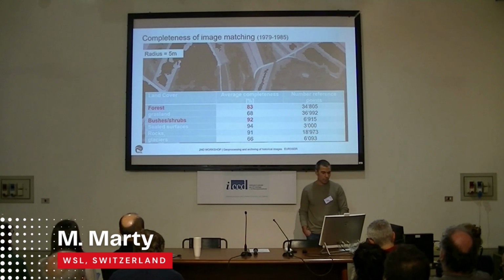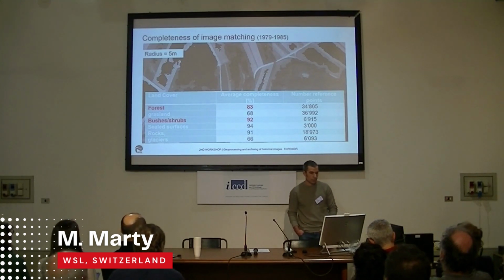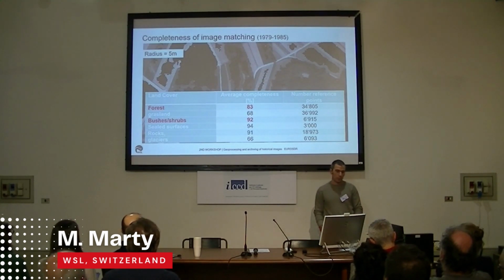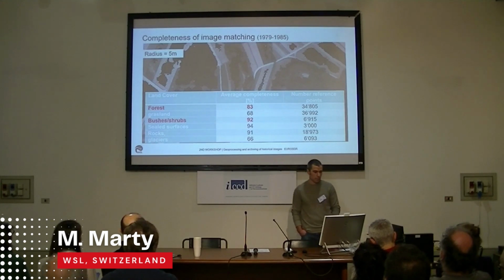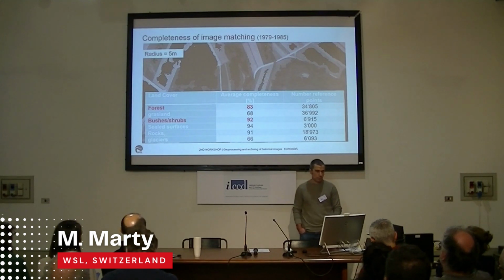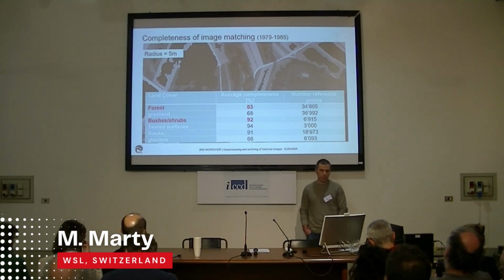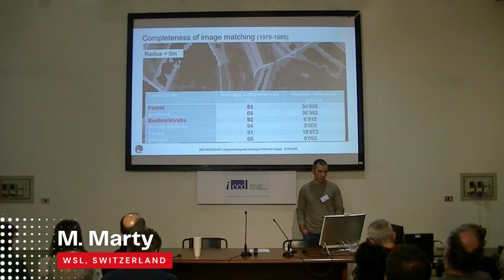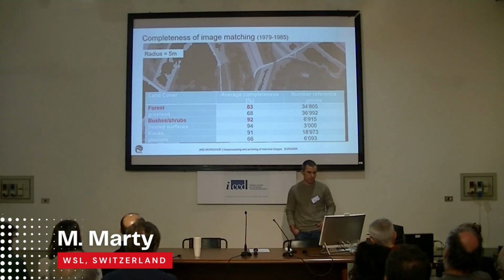And you see that for the land cover classes of interest, for our topic at least, like forest and bushes, the average completeness is well above 80%, so that's quite satisfactory. But with the data from these first acquisitions, we had really major problems to have successful image matching over grassland and glaciers.